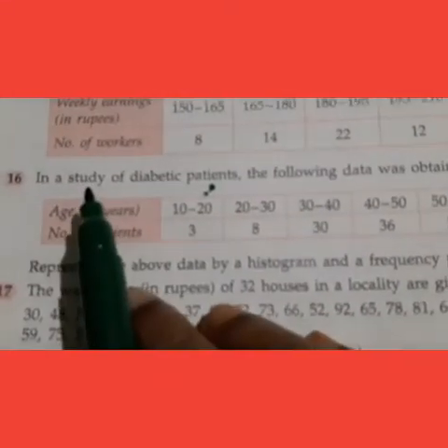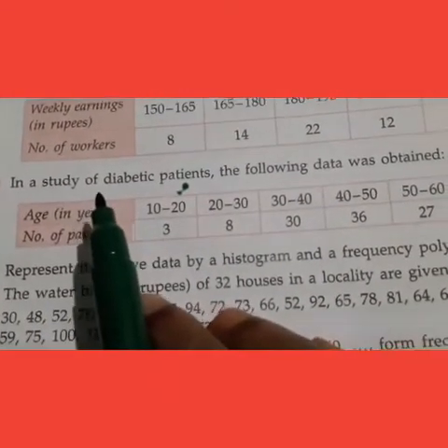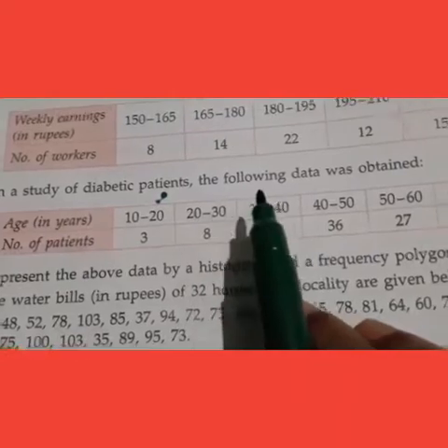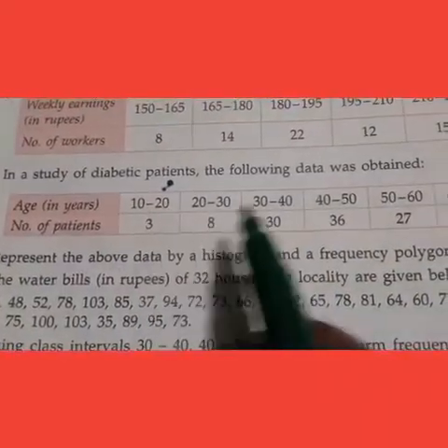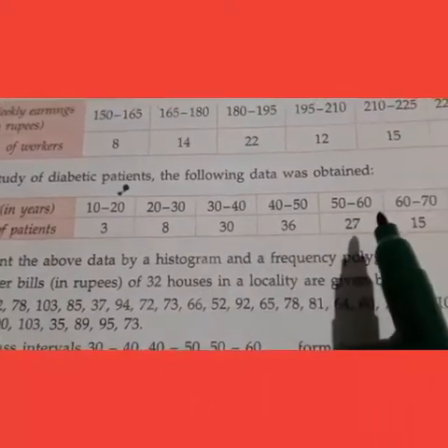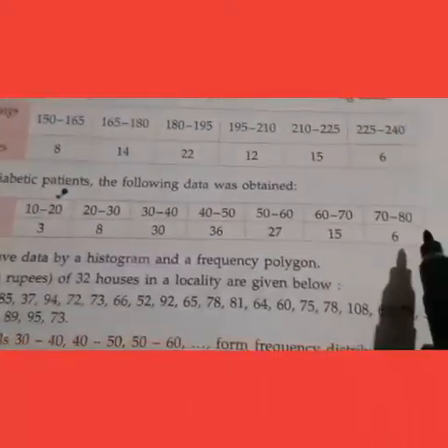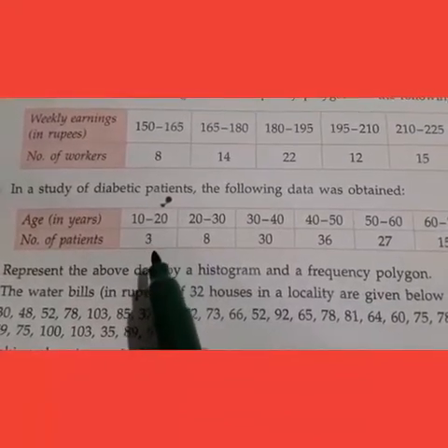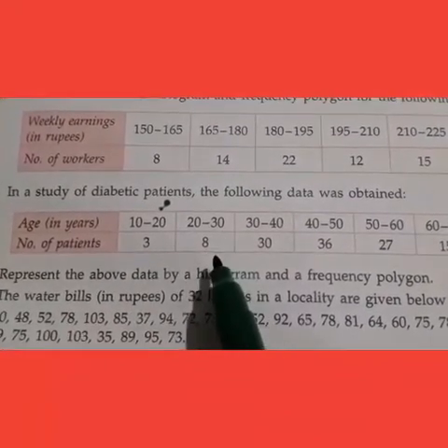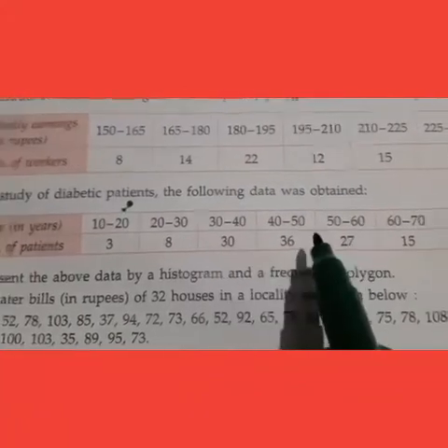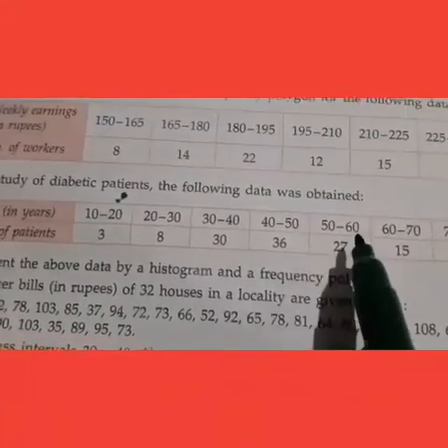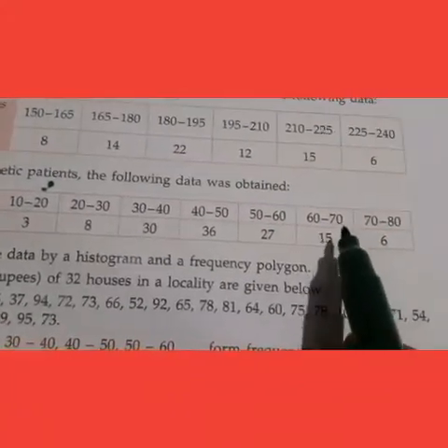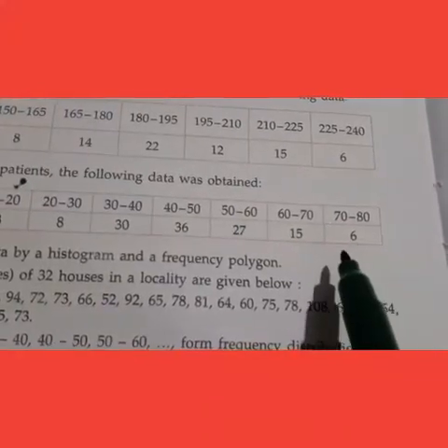Now let us solve one more question. Question number 16. In a study of diabetic patients, the following data was obtained. Age in years: 10 to 20, 20 to 30, 30 to 40, 40 to 50, 50 to 60, 60 to 70, and 70 to 80 is given. The number of patients for the age groups is: 10 to 20, 3; 20 to 30, 8; 30 to 40, 30; 40 to 50, 36; 50 to 60, 27; 60 to 70, 15; and 70 to 80, 6.